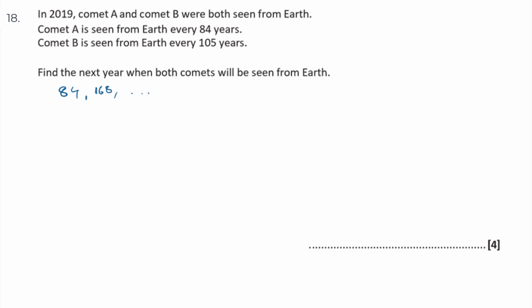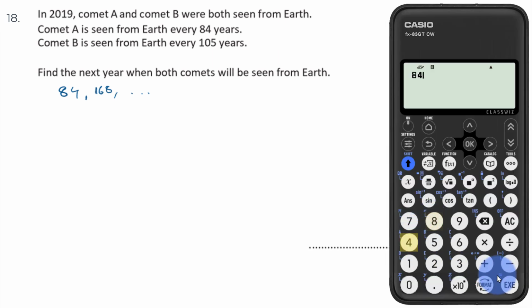I'm going to be using prime factor decomposition to do this. So I'm going to first write these numbers both as a product of their prime factors. On the calculator, I'm going to be using the new Casio calculator in this paper. On this particular model, to turn something into a product of its prime factors, you type in the number first, 84, and then you press equals. Then we press the format key, go down to the one that says prime factor, and that should write it as a product of its prime factors, which for 84 comes to be 2 squared times 3 times 7.